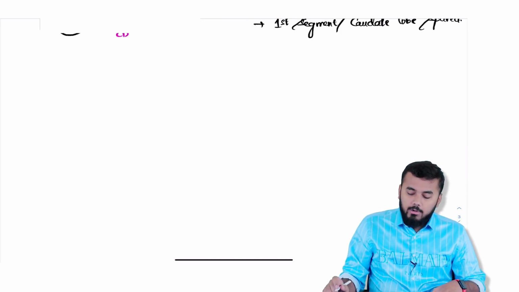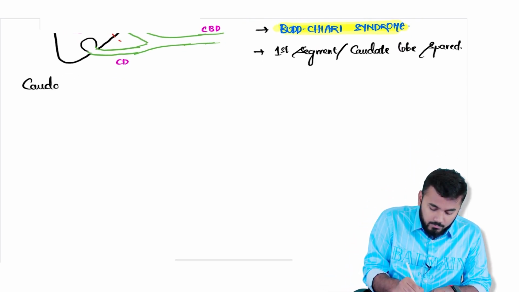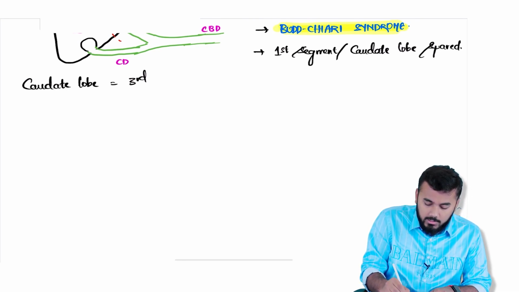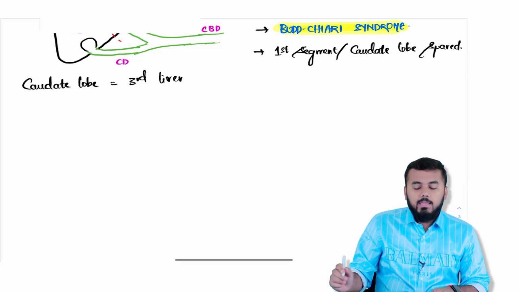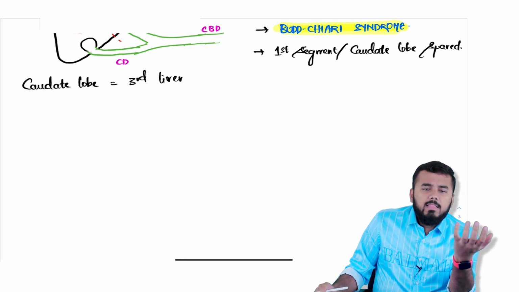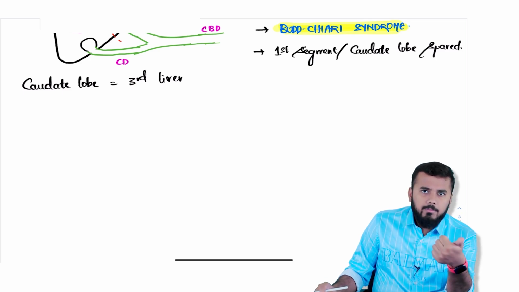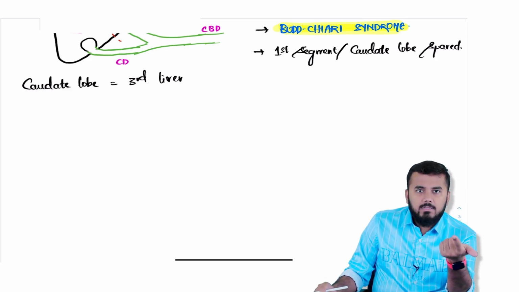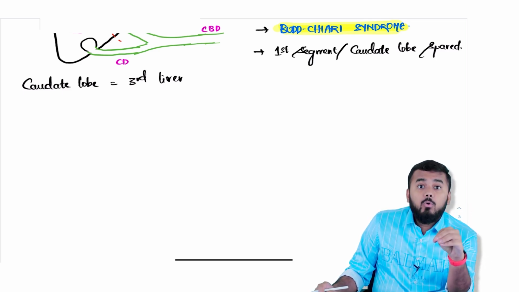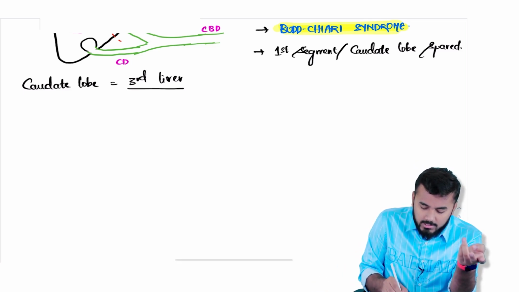Now, caudate lobe is also called as third liver. See, if any organ has to be called individually as an organ, it should have a blood supply, it should have arteries, right? It should have ducts, it should even have veins. Only then you can call that as an organ. Now, caudate lobe has got 2 arteries, 2 veins, 2 ducts. So that is the reason why it is called as third liver.